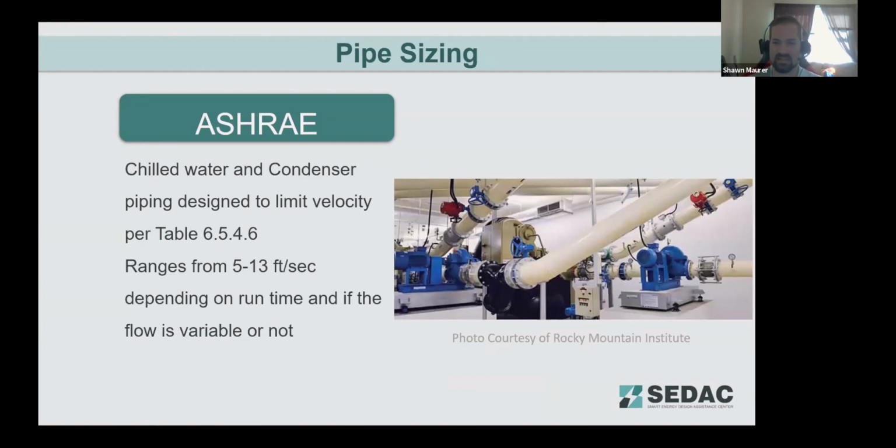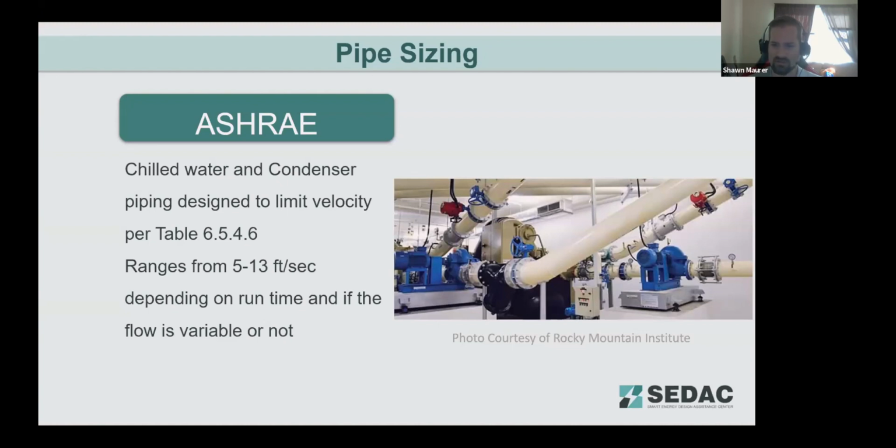Next thing is pipe sizing for ASHRAE. Chilled water and condenser piping is designed to limit velocity. There's a table in the energy code that, depending on the size of the system and piping layouts, ranges from 5 to 13 feet per second. Sorry, runtime, and whether the flow is variable or not.